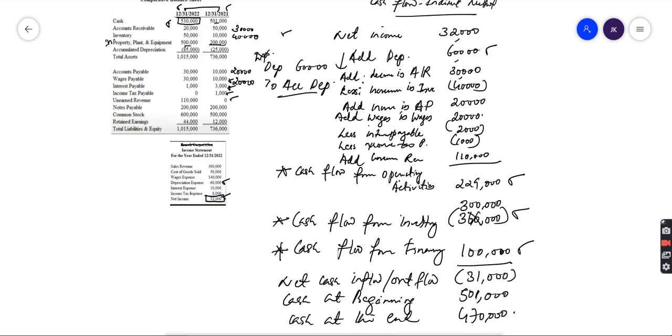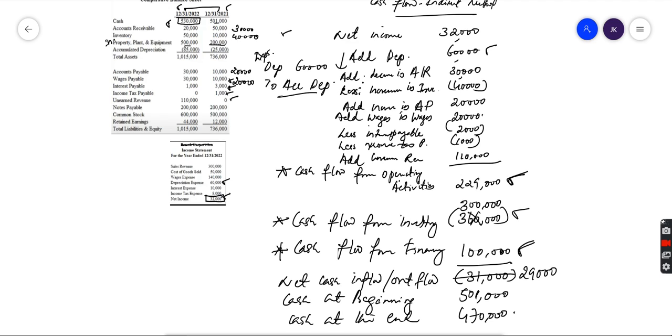Oh, that's a minus, right? So let's see, 329,000. Okay, that's nothing but this 329 from cash flow from operating and financing. That's a 329 minus 300,000. That's a minus, right? So we have a net change of positive 29. Okay, it's a positive 29. This is wrong. So 501 plus 29,000.